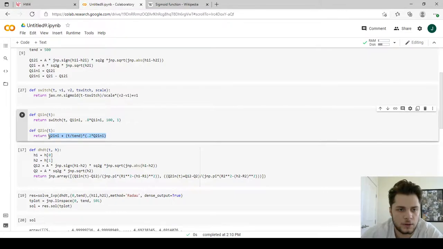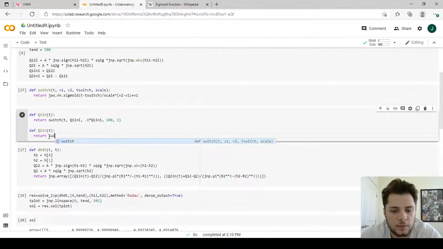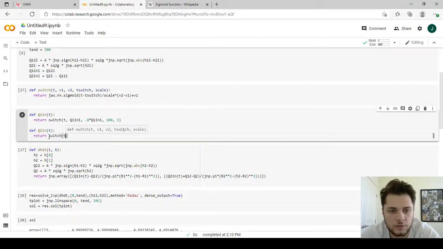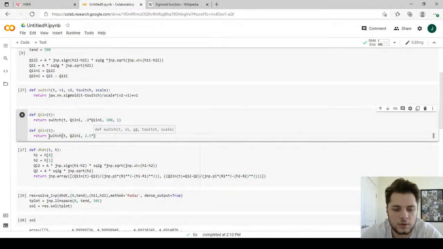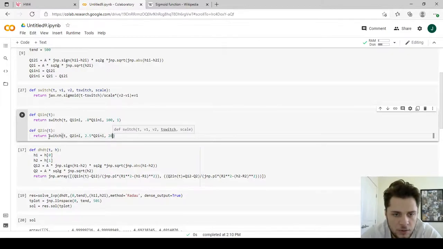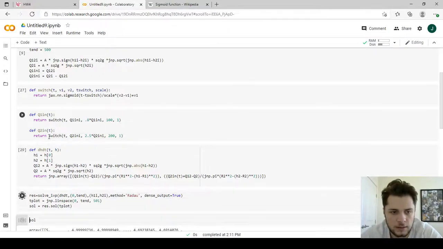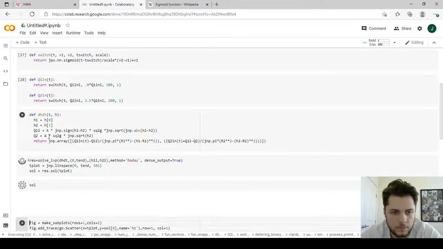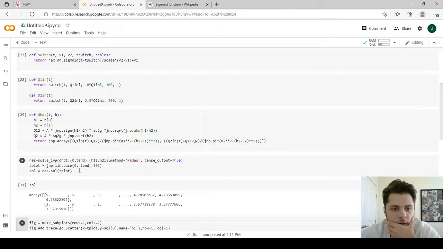And now for Q2, we want to do the same thing. We want to return the switch function for time, and our initial is going to be Q2ni, and we want this one to increase by 250%. So we do 2.5 times our initial flow rate, Q2ni, and we want this to happen at 200 seconds. And again, the scale will be 1. Shift enter, and wait for this to go.